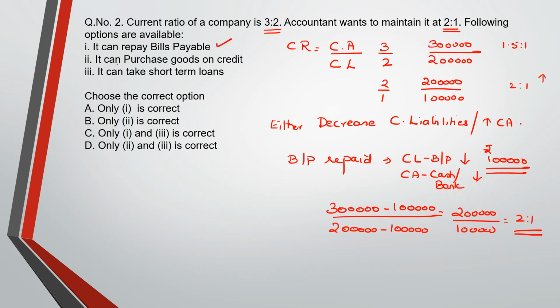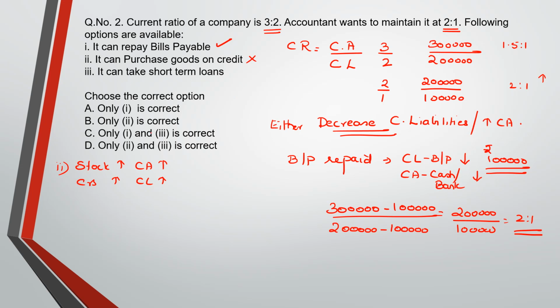Now going further, it can purchase goods on credit. Now if it goes to purchase on credit, what happens in the second option? The stock would increase, which means current asset is increasing. At the same time, the creditors are going to increase, leading to current liability increasing. But we have already deciphered that to increase the current ratio, there should be a decrease in current liability. So here there is an increase in current liability. So this will not give us the required result of increasing the current ratio.